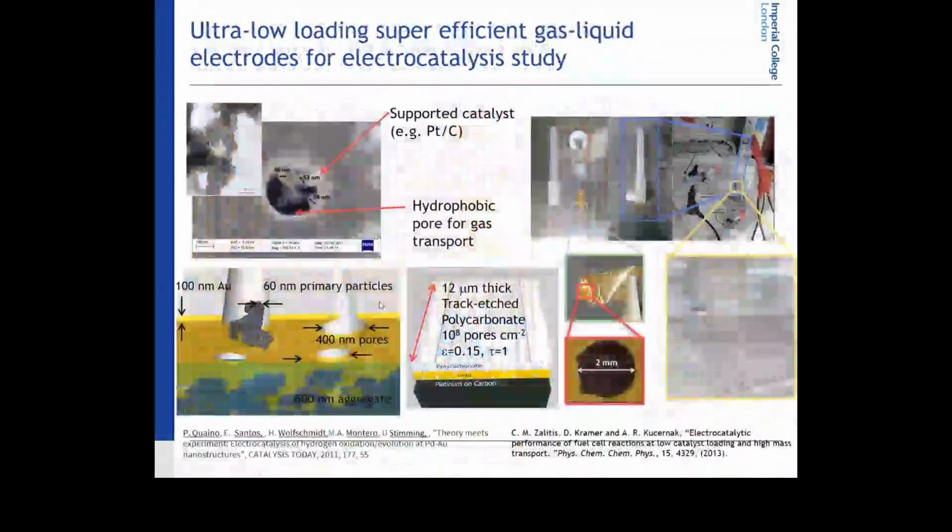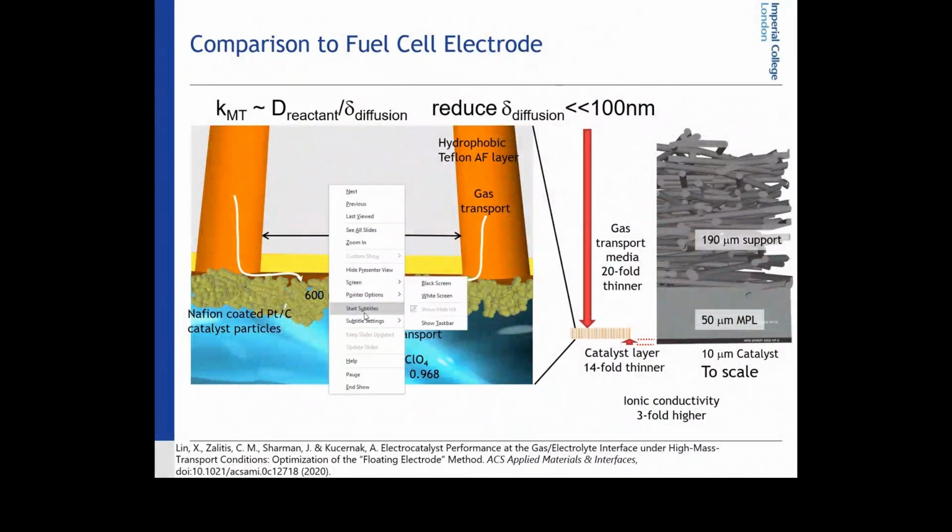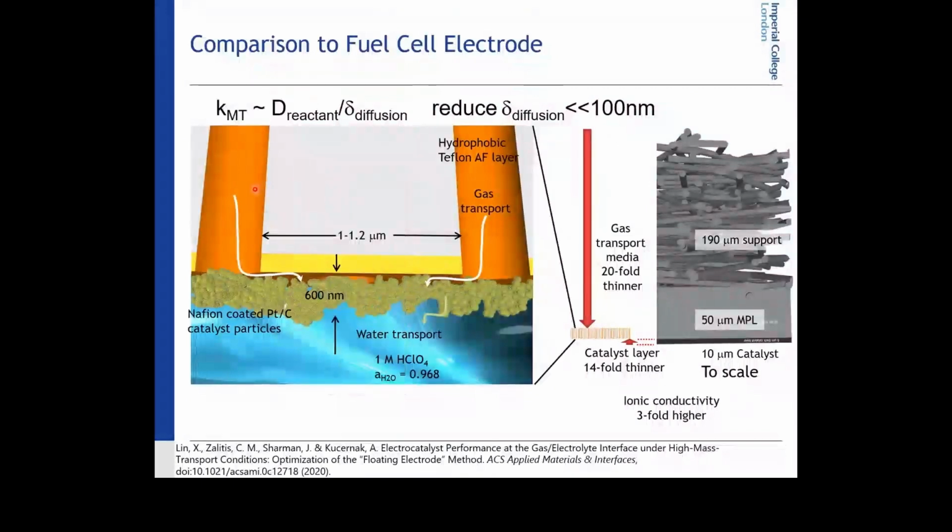We make something which is very, very similar to a fuel cell type electrode, in which we have a porous substrate which has pores in it, and we deposit our catalyst on the surface of this membrane, and we keep gas transport to and from the catalyst in the gaseous phase. And this means that the diffusion distance, which our mass transport is dependent upon, is kept much less than 100 nanometers, so that we get very, very fast mass transport.